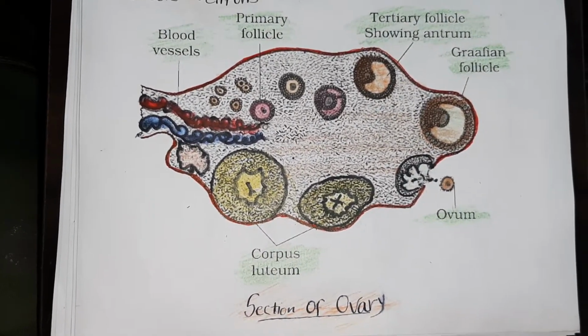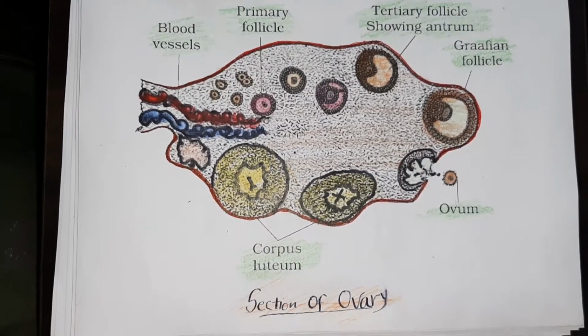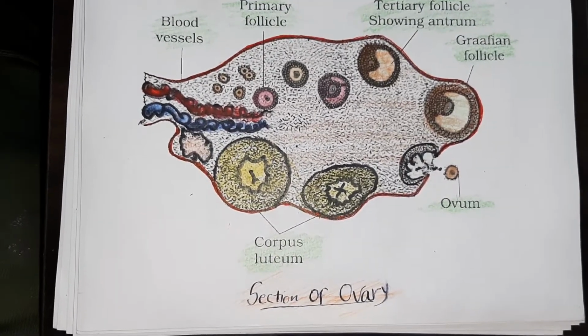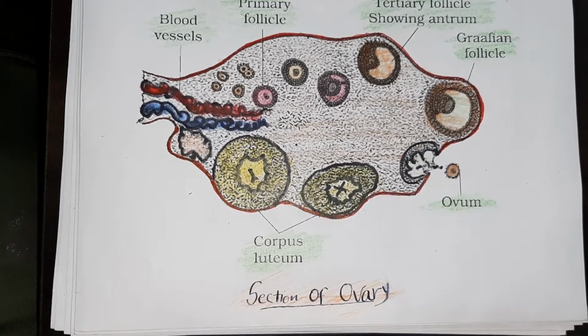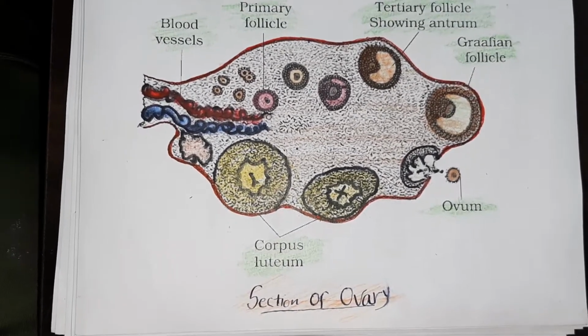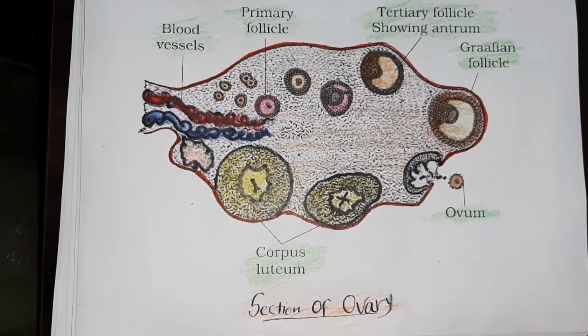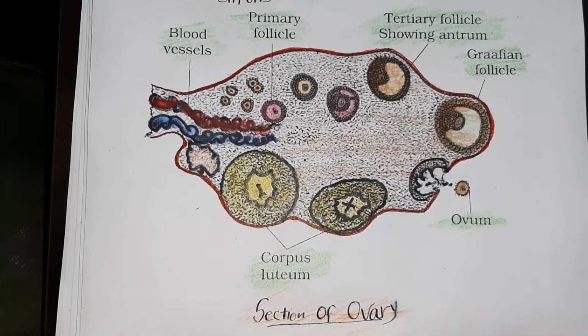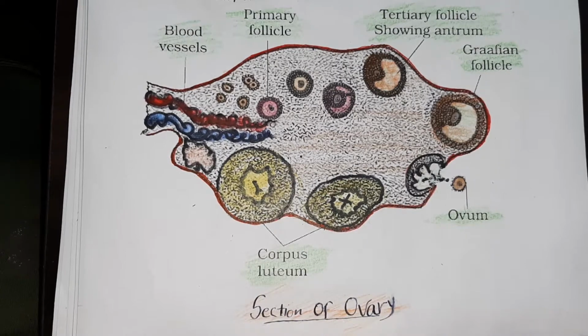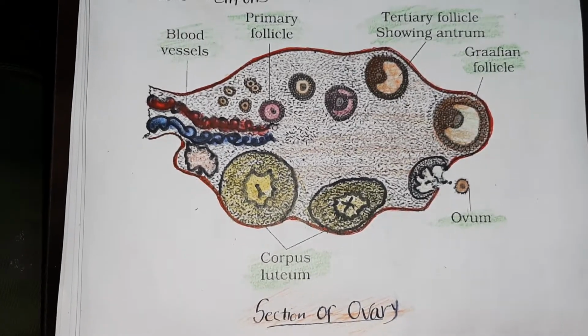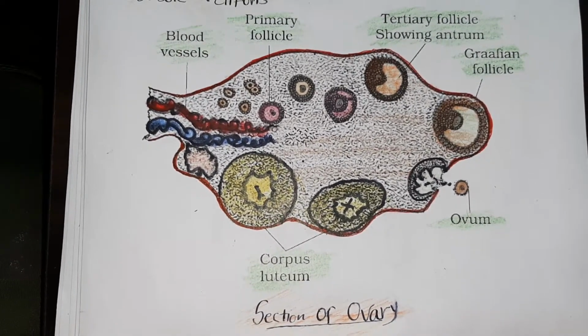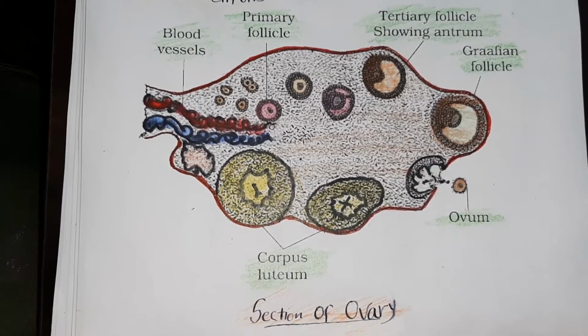In the previous lecture, we discussed the difference between spermatogenesis and oogenesis, and the details of oogenesis and spermatogenesis. Today, in my lecture, we will discuss the section of the ovary, the structure of the Graafian follicle, and the structure of the human ovum.